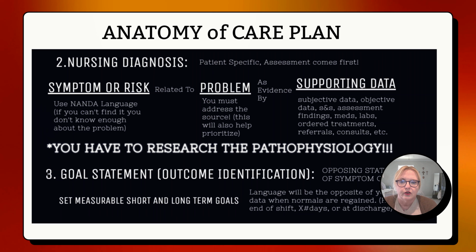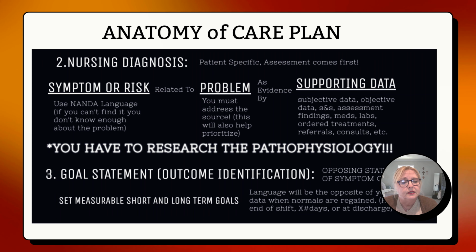And so the third step of this is that goal statement, and/or outcome identification. And it's going to be the exact opposite of what the problem is. So if there's a risk for fall, then obviously the goal is the patient doesn't fall. So don't overcomplicate this. It is very simply the opposite of what the problem is.